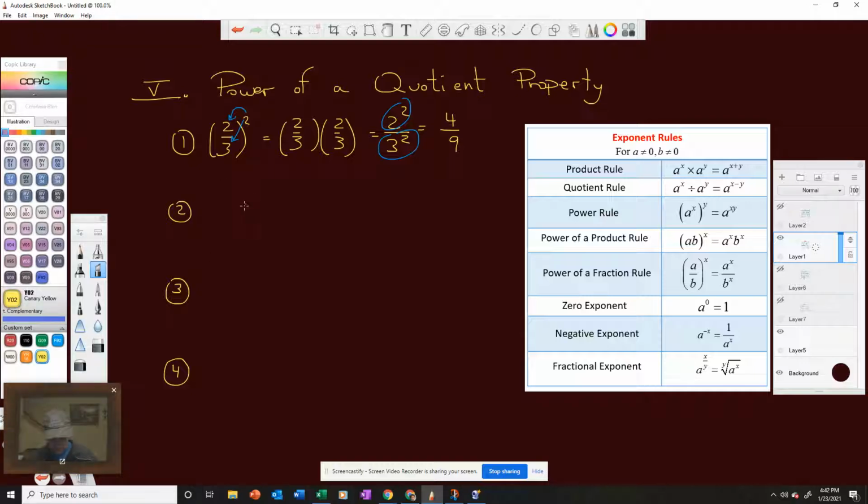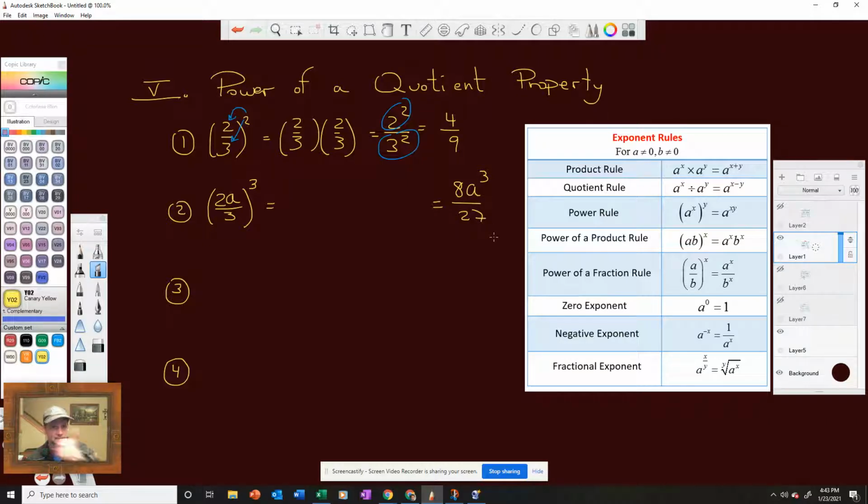Well, let's try another one. What about if we had this? 2a over 3, cubed. Pause the video, try it. You should have this. You should have 8a cubed over 27.